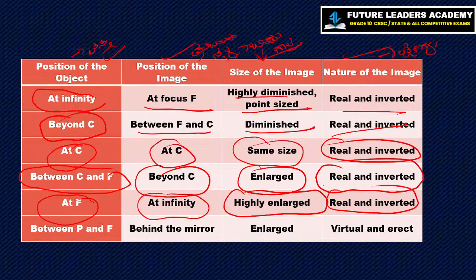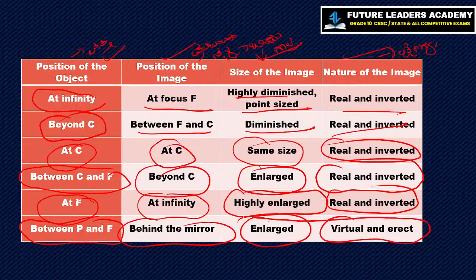Then real and inverted. And in the sixth case, between P and F, the image is behind the mirror, enlarged, virtual and direct. This is the exceptional case. It is seen behind the mirror, the size is large, and it is virtual and direct. Sixth case.